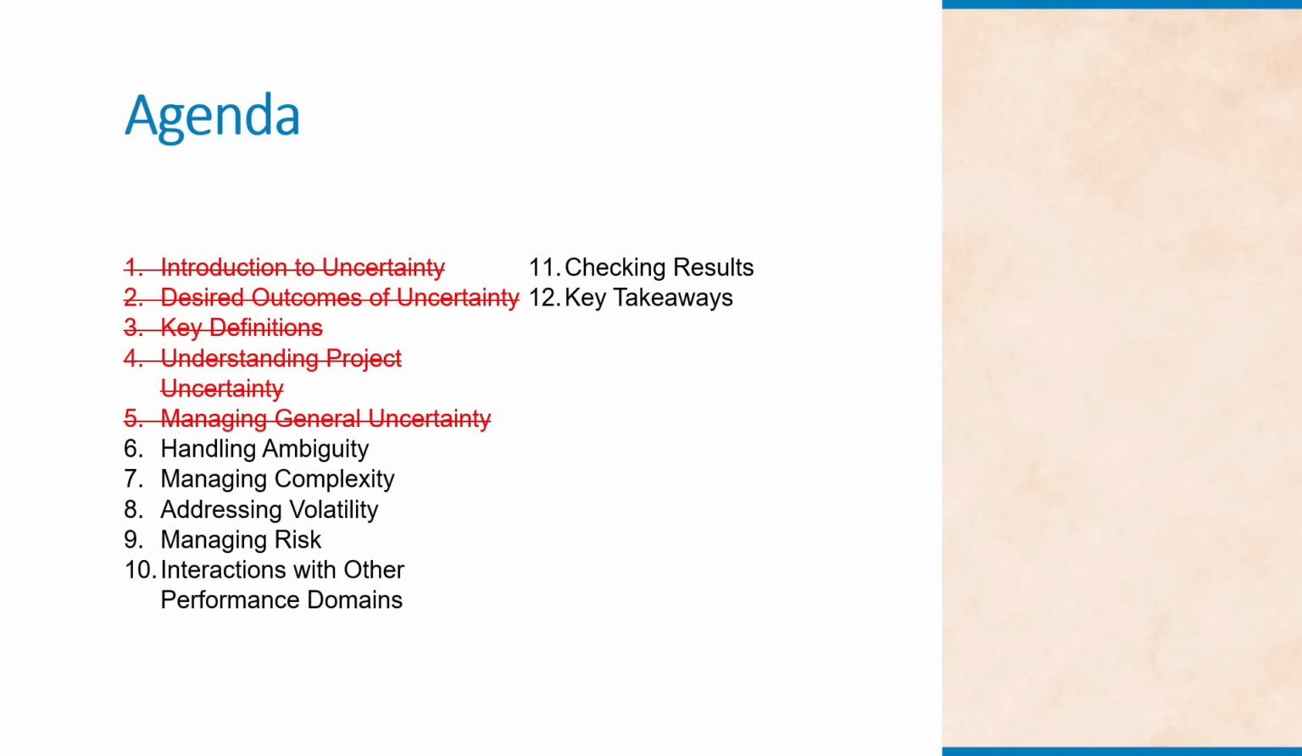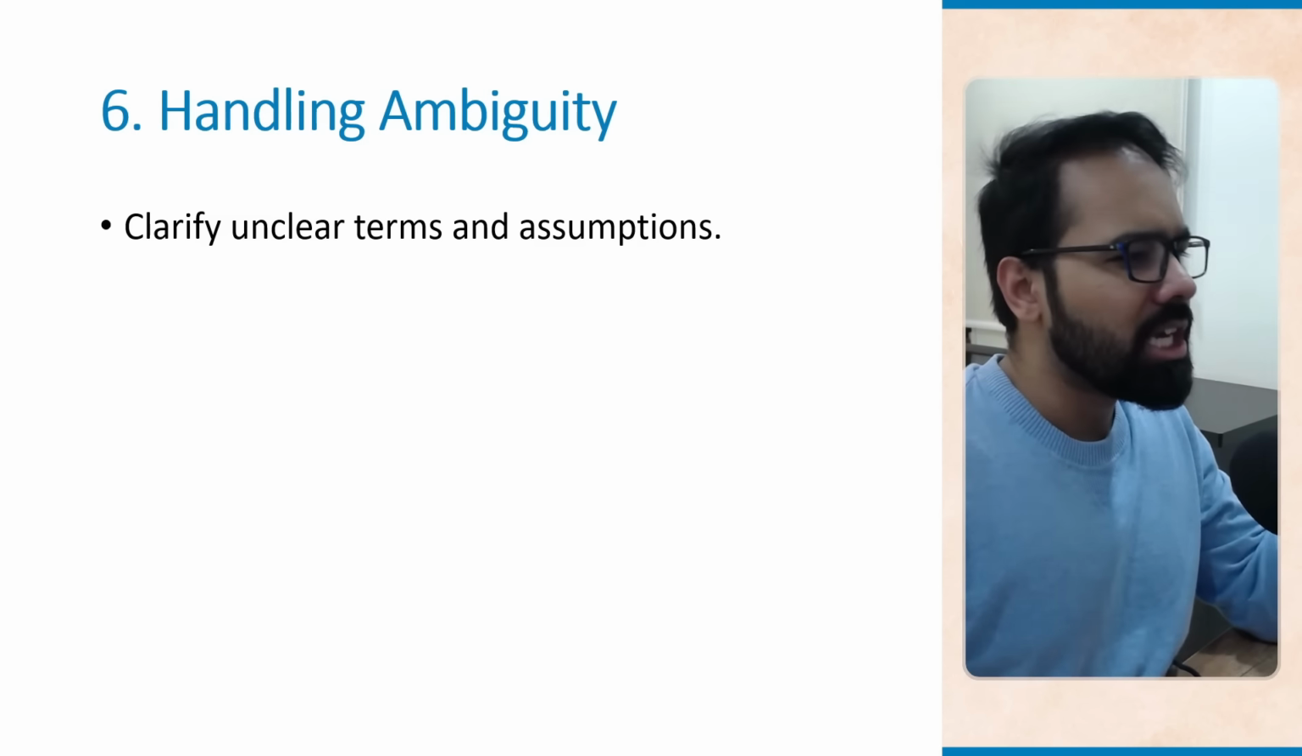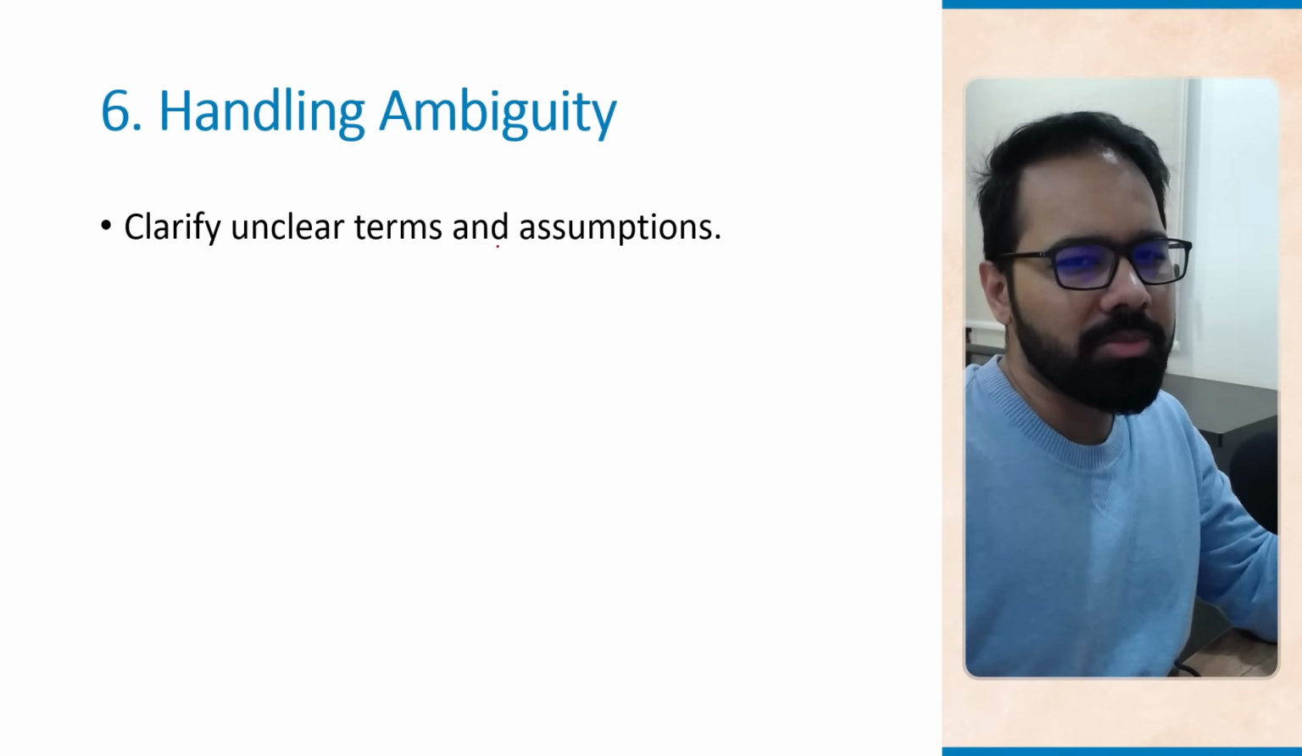All right, moving on. Let's cover the remaining topics. We have already talked about the top 5 topics that you see here, and we'll start things off with handling ambiguity. So how do you actually handle ambiguity? First things first, clarify unclear terms and assumptions. This happens a lot when you are new on a project or new in a certain organization, right?